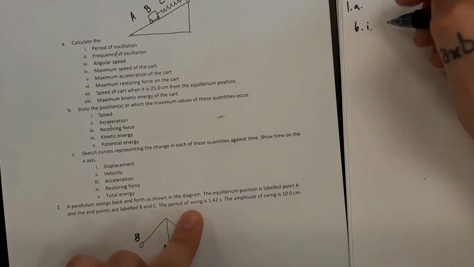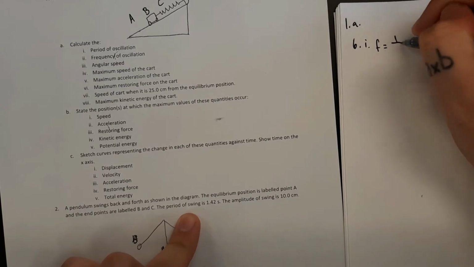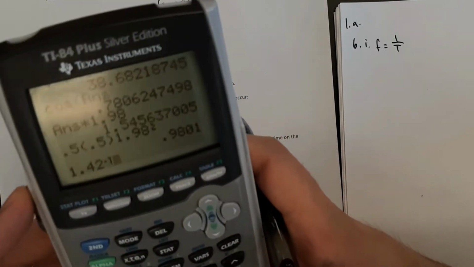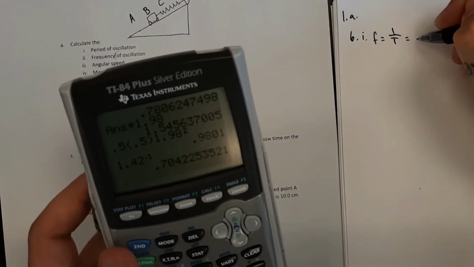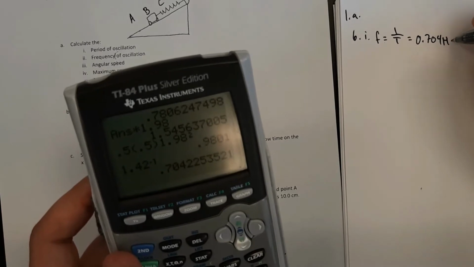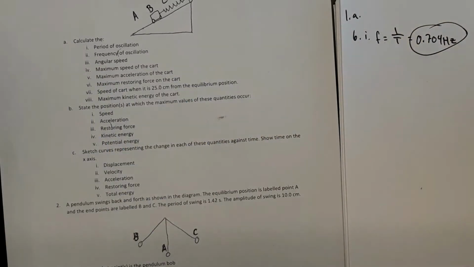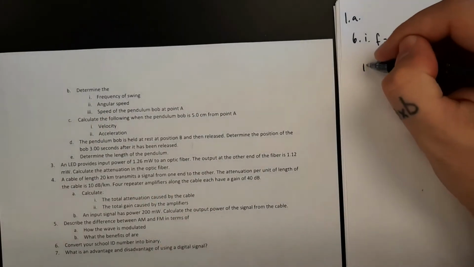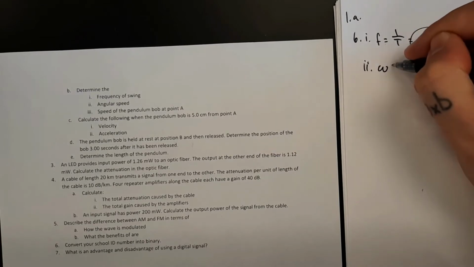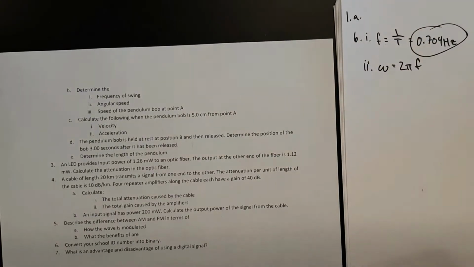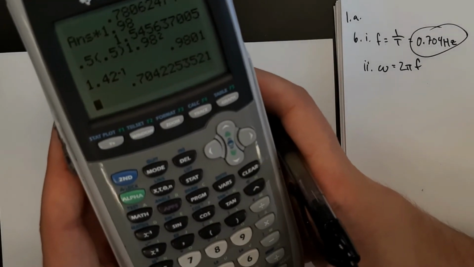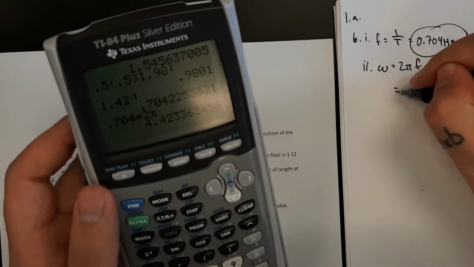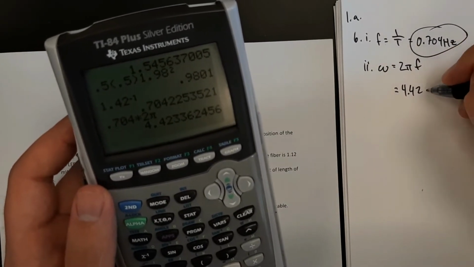We've got a period. All right, and frequency is just the inverse of period, so 1 over T. Okay, so we've got 1.42, taking the inverse of that gives us a frequency of 0.704 hertz. Got a frequency now. Fantastic. Up next, the angular speed. Okay, so angular speed is just 2 pi times our f. All right, we've already got our frequency, so we're just going to do 0.704 times 2 pi. Okay, so angular speed of 4.42 radians per second.